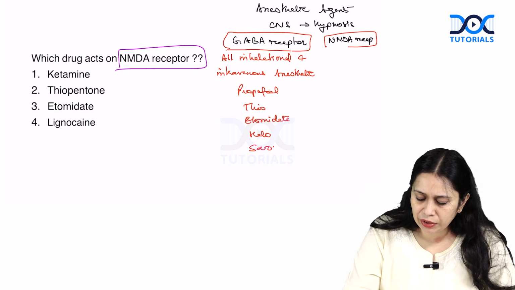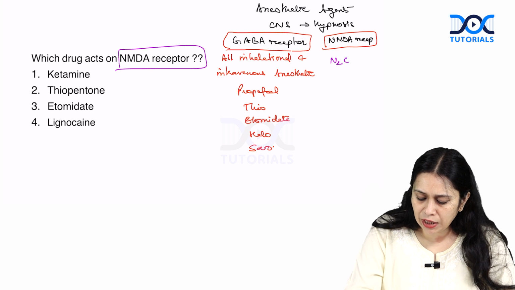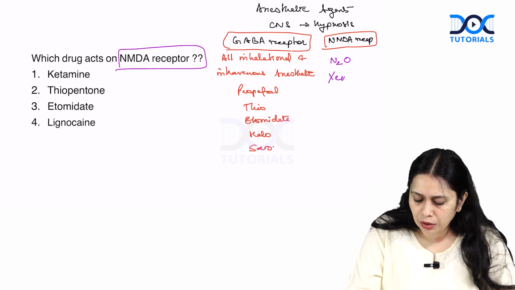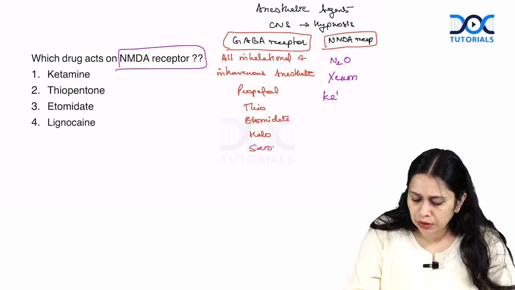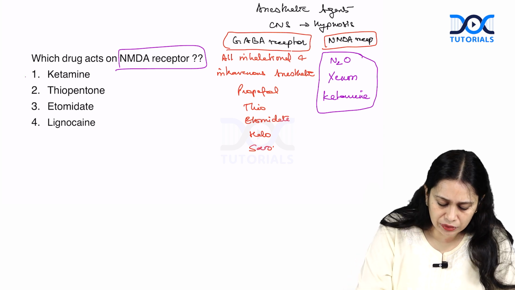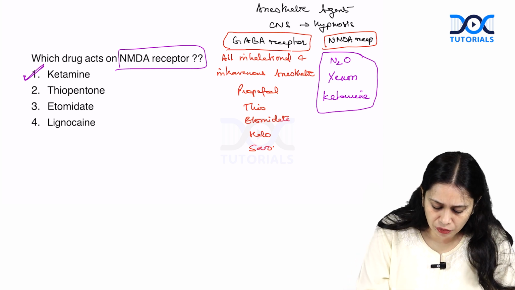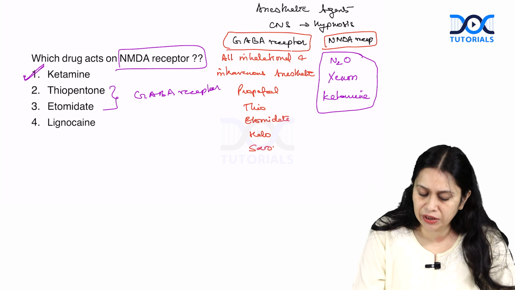What are the drugs acting on the NMDA receptor? Three drugs we need to remember. Nitrous oxide acts on the NMDA receptor. Xenon, a new inhalational agent, acts on the NMDA receptor. And ketamine acts on the NMDA receptor. So these three agents act on the NMDA receptor. Thiopentone and etomidate act on the GABA receptor as GABA facilitators.